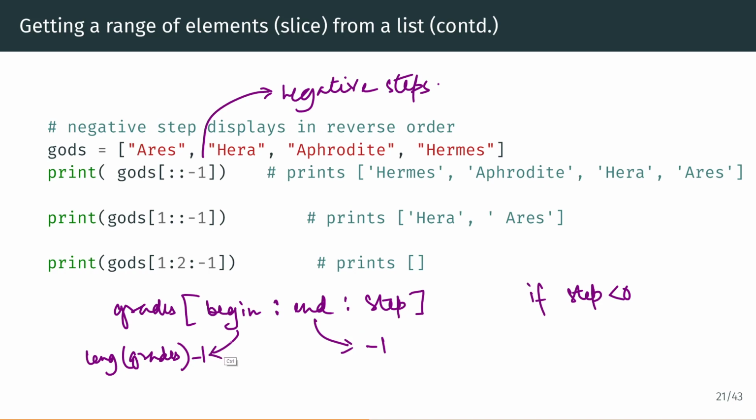Okay, anyways, so let me make it simpler. Actually, let's not complicate things. When the step size is less than 0, the begin would default to the end of the list, and the end would default to the beginning of the list.